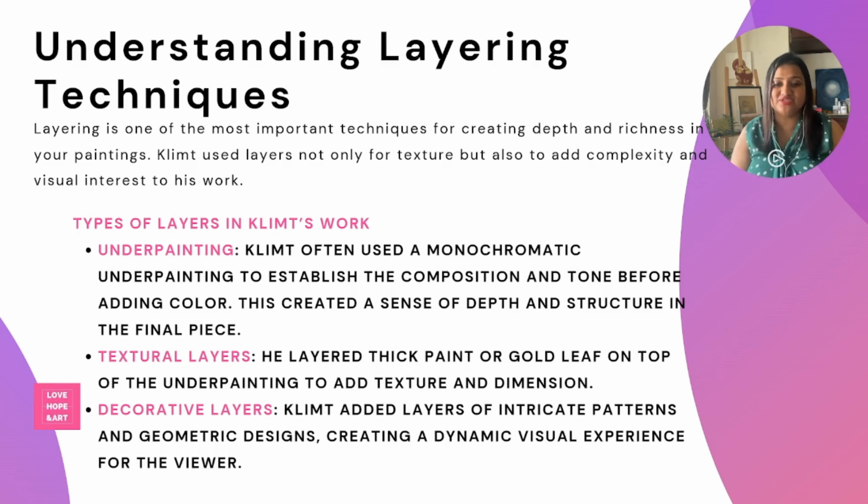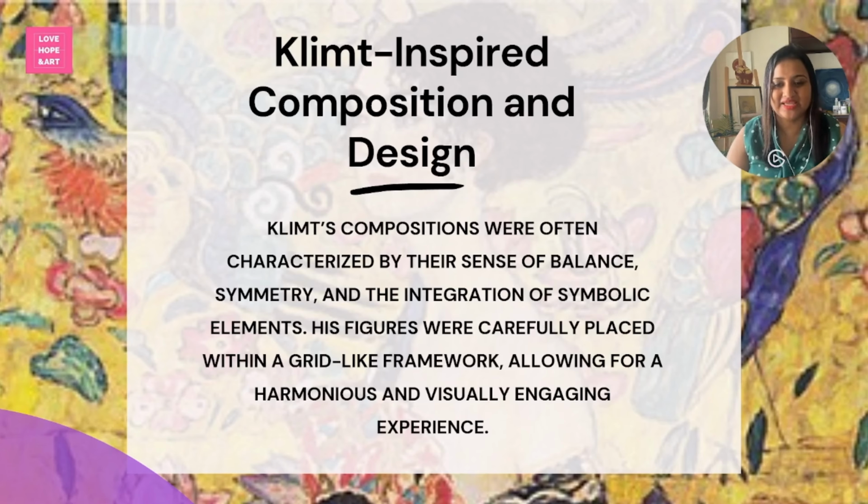Going on to the textural layers, he layered thick paint or gold foil on top of the underpainting to add texture and dimension. And finally, the decorative layers where he gave his detail, like the geometric details. This created a very dynamic visual experience for the viewer. Now, Klimt's compositions were often characterized by their sense of balance, symmetry, and integration of symbolic elements like we discussed before. So his figures were carefully placed in a grid-like framework, allowing for a harmonious and visually engaging experience.